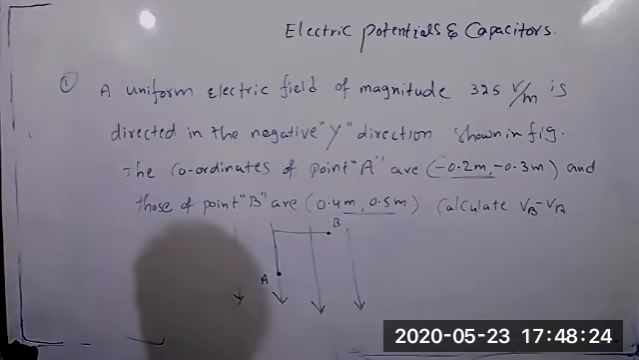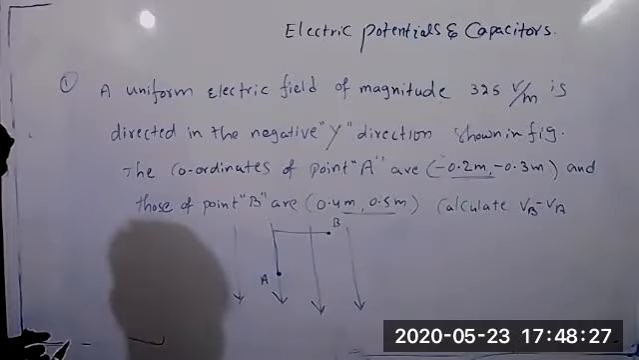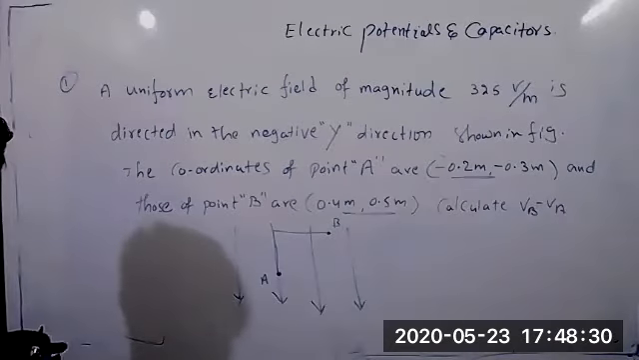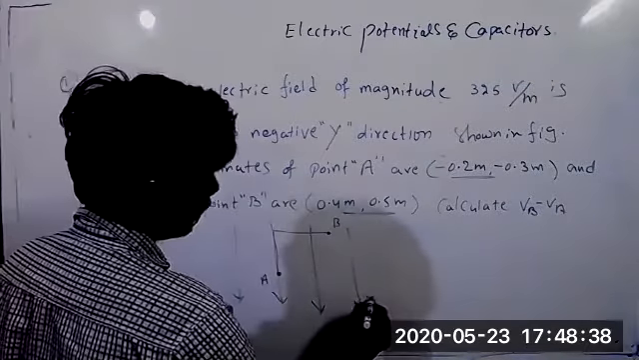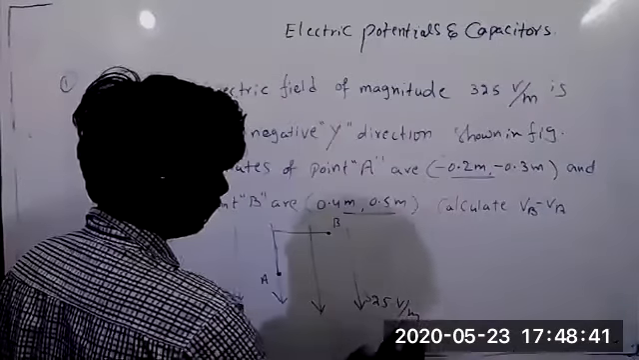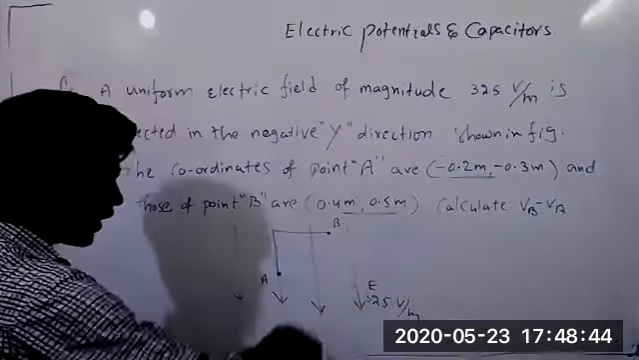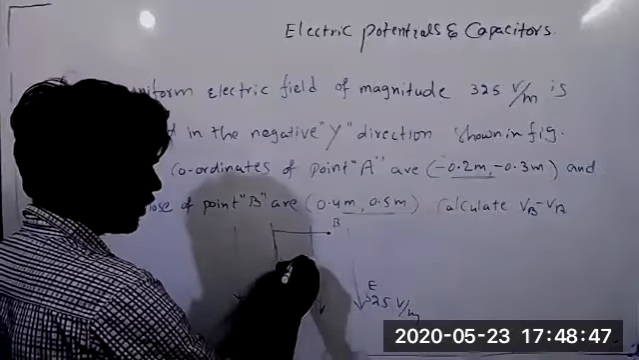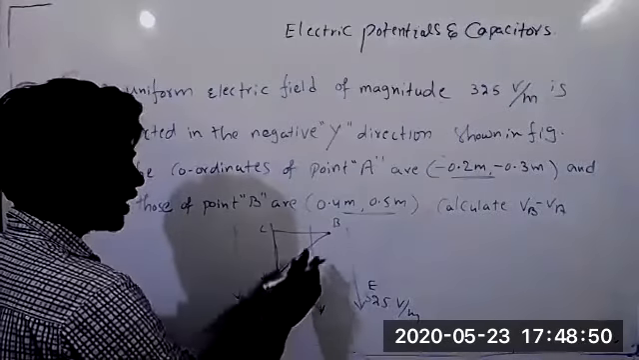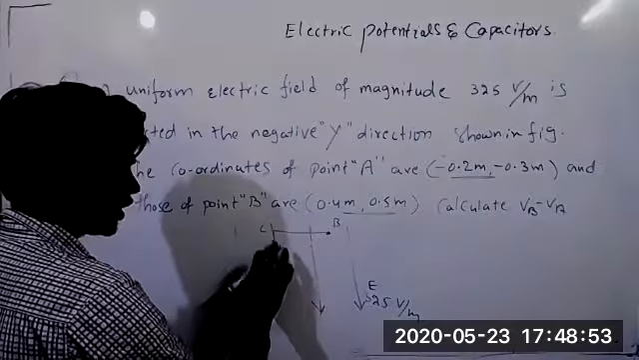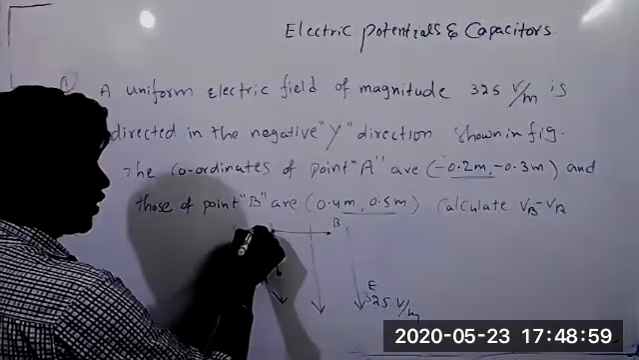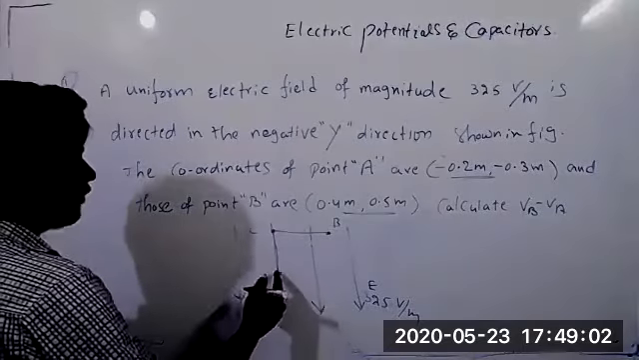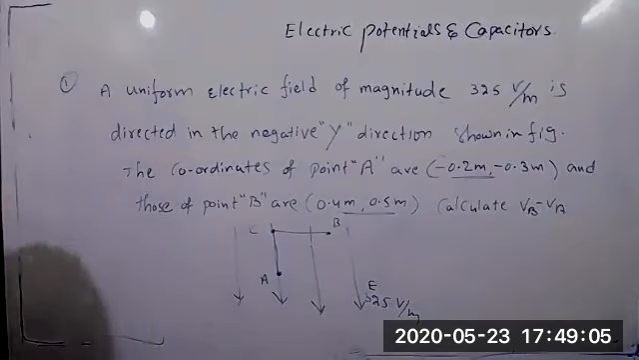Day before yesterday, somebody asked, sir, what is the answer for question number 33? So that question answer also, now you can understand. Because in that question also, if you see properly, electric field is in this direction only. Electric field is given 325 volt per meter. And here they gave one point C. So the question is in the same condition. First calculate this. Take C or B, whatever you want. So calculate VA minus VB. That is what they are asking.